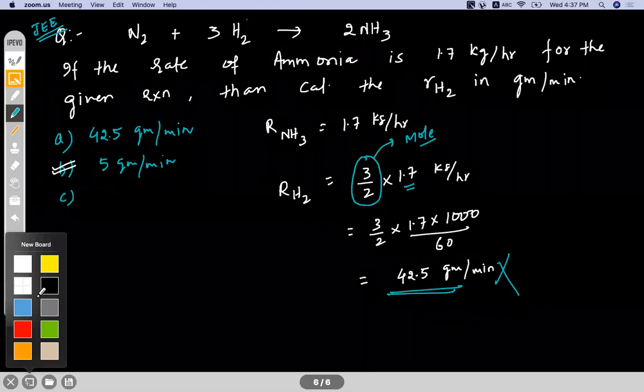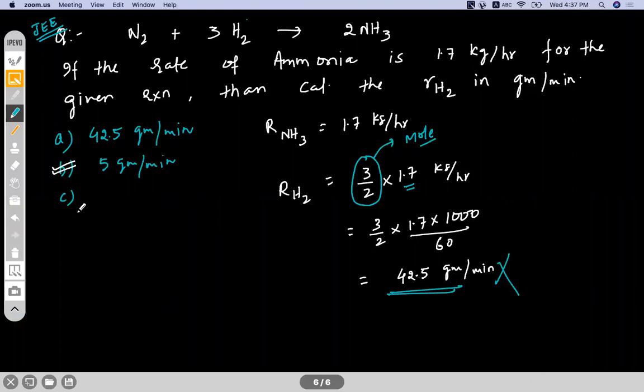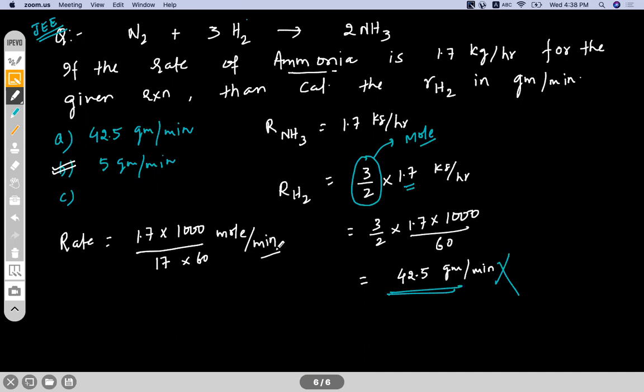Wait, sir, how do you convert it into moles per minute again? I'll do that. Wait. What is given? Rate is equal to 1.7 kg, right? So first of all, we convert this into grams, 1.7 into 1000, it is gram. Mass divided by molecular mass. This 1.7 is given for NH3, ammonia. So molecular mass of ammonia, 17. So this becomes mole, right? In the denominator, we have to convert this into minute, so into 60 here. So this becomes mole per minute. So first kg to gram, then gram divided by the molecular mass gives you the number of moles, and then the unit conversion of time. Understood, Mehul? Yes. Right, so this you'll get rate in mole per minute. This you multiply by 3/2, you'll get the answer.